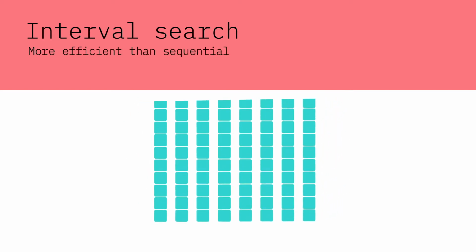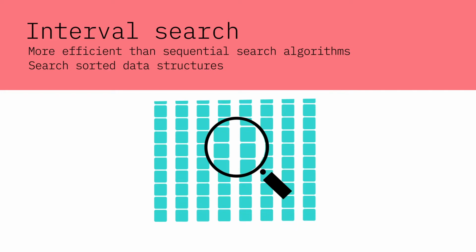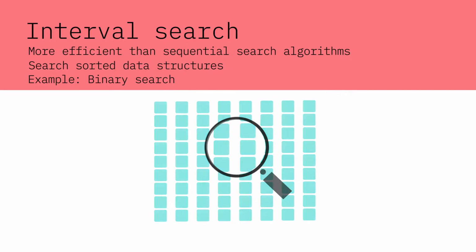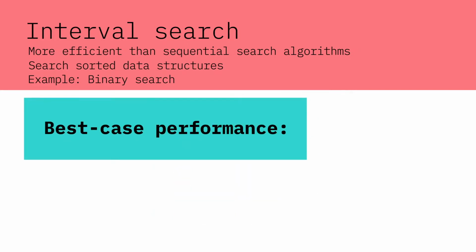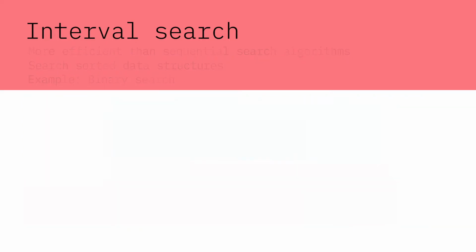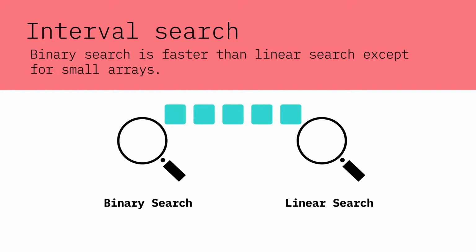Interval algorithms are more efficient than sequential search algorithms, but they need data to be sorted before searching. Taking binary search as an example of an interval search, we can look at performance. The best case performance of an interval search is O(1). The average and worst case performance of an interval search is O(log n). Binary search is faster than linear search except for small arrays.